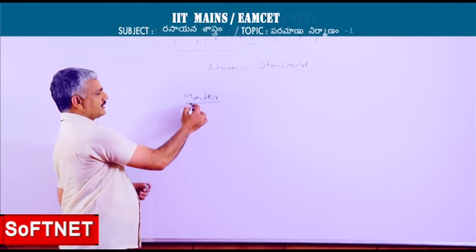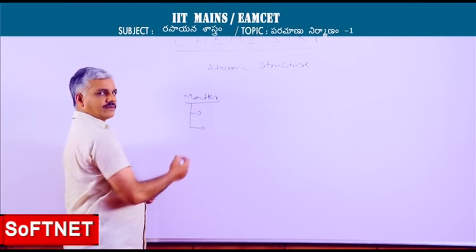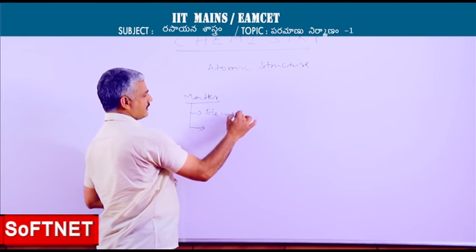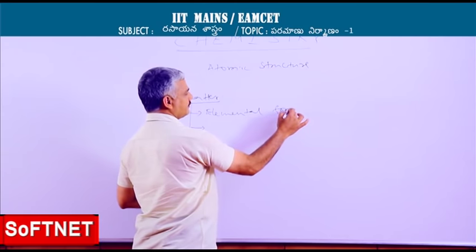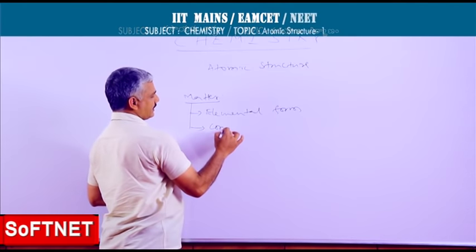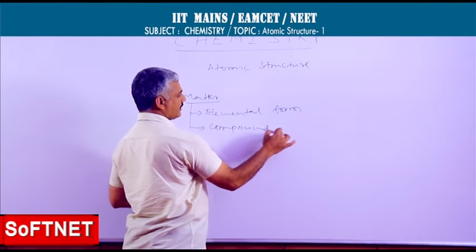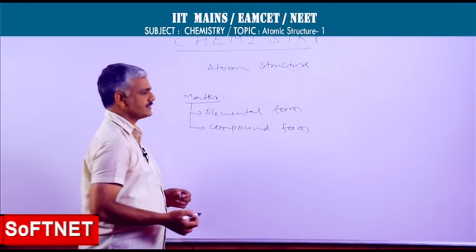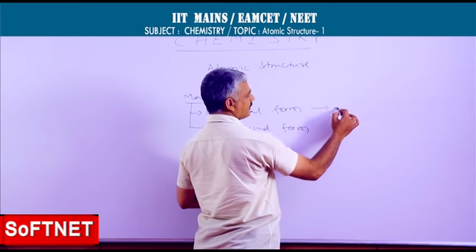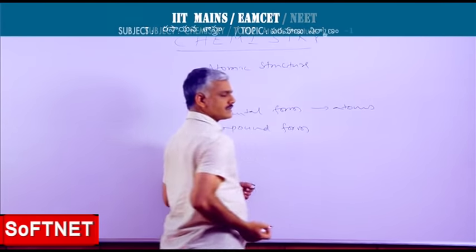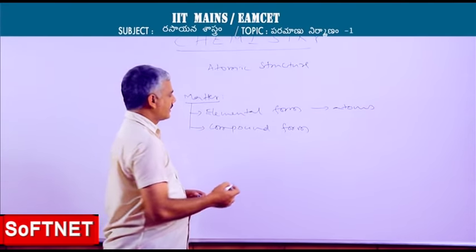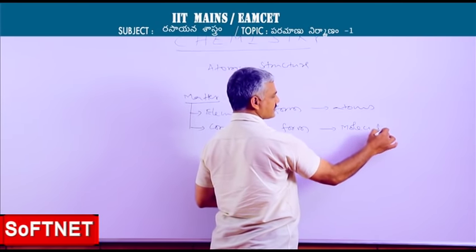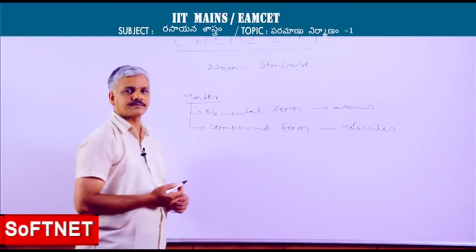Composition wise, this matter can be classified into two basic forms. One is called elemental form, another one is called compound form. The elemental form is made up of small particles called as atoms, whereas compound form is made up of small particles called as molecules.